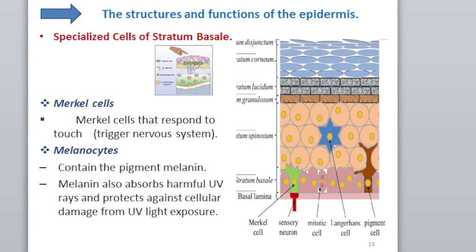Next slide. So let's take a look at the following diagrams. Lowest portion is the stratum basale. Within the stratum basale we have the Merkel cells shown here. We also have these green cells, or melanocytes. Specialized cells of stratum basale: Merkel cells respond to touch and trigger the nervous system. Melanocytes contain the pigment melanin. Melanin also absorbs harmful UV rays and protects against cellular damage from UV light exposure.